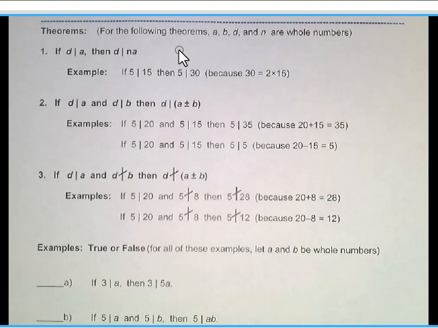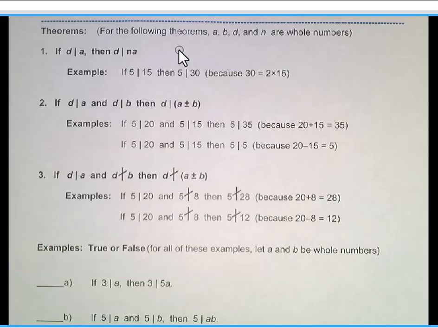Now we're going to look at some theorems that are related to divisibility. In math, theorems are things that have already been proven to be true. So we can use them all the time as examples of things that are true and to help us prove if other statements are true. There's three main ones that they mention in the textbook.